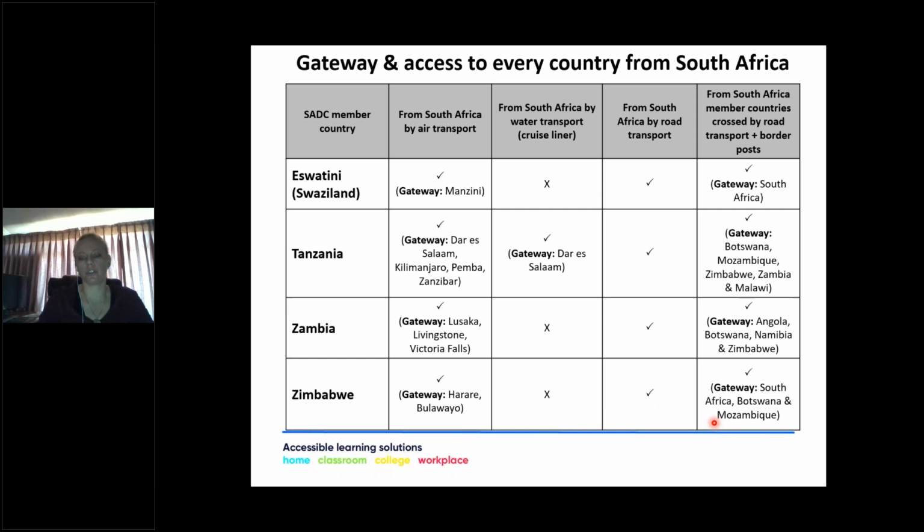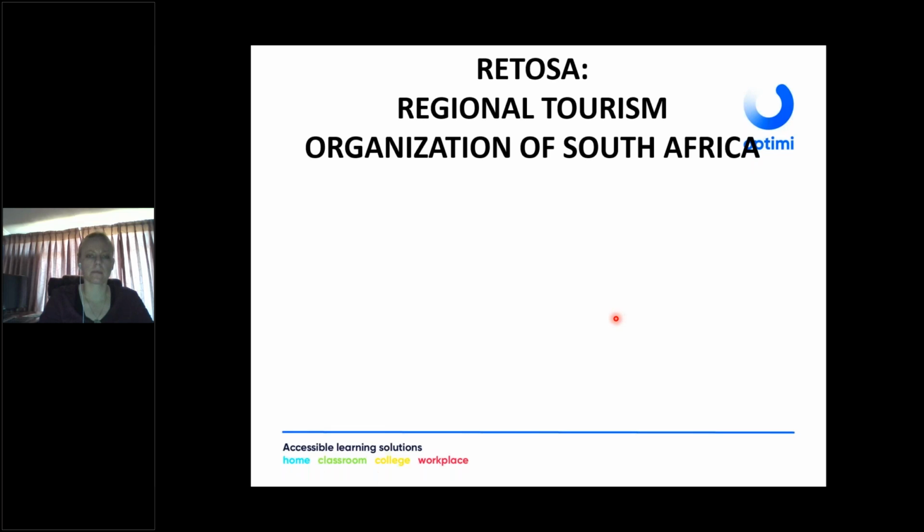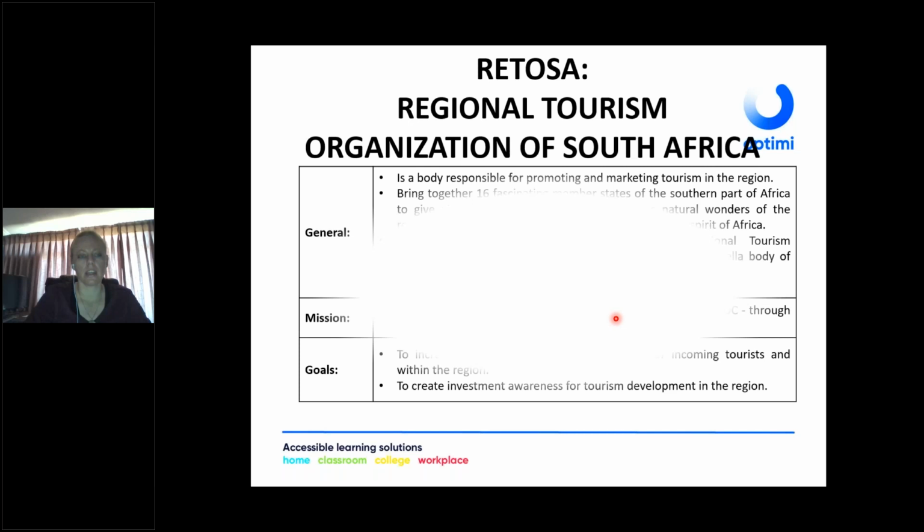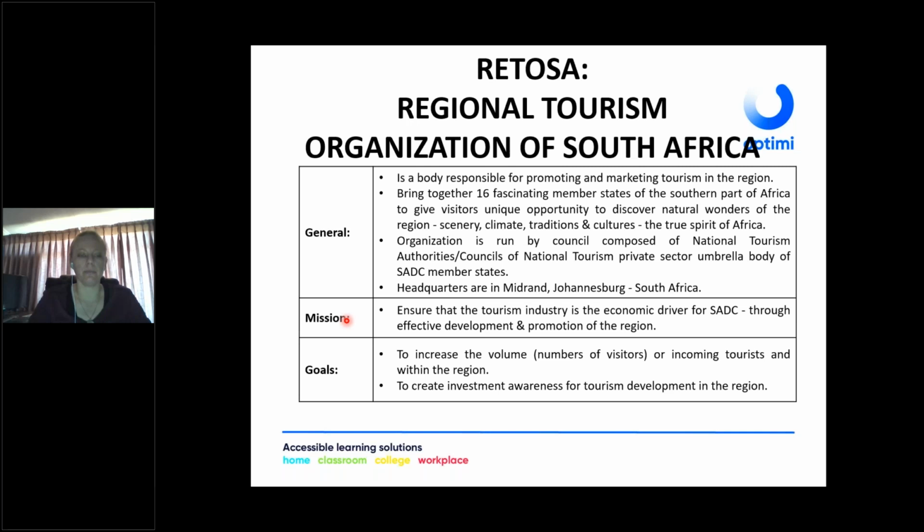Okay. The next section that we're going to look at is RETOSA. So RETOSA helps us to also promote regional tourism, especially for South Africa. RETOSA is also an acronym, and it stands for the Regional Tourism Organisation of Southern Africa. And they also have a few general guidelines that they go by, a mission and some goals.